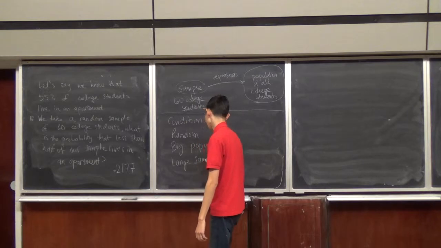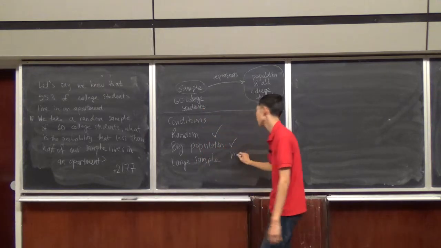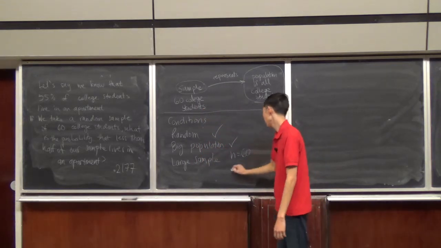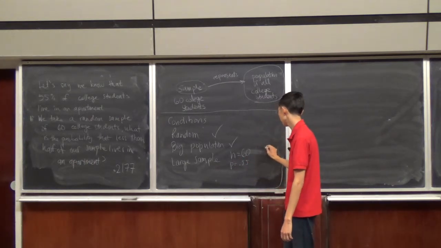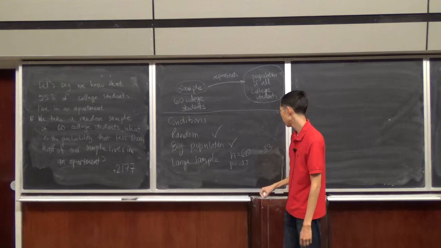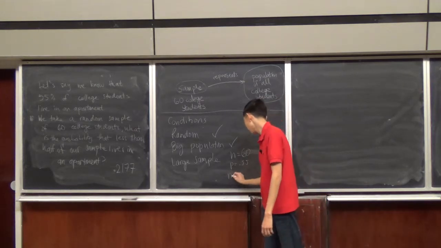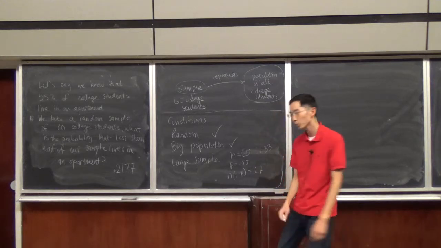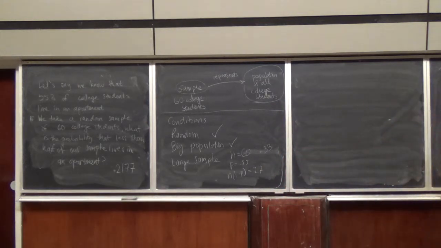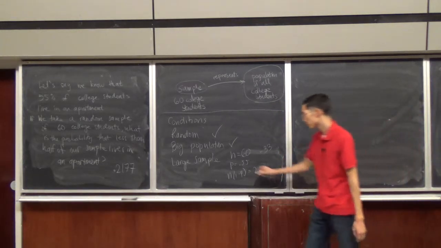Yes. Okay, so our n is equal to 60, and p is 0.55. So 60 times 0.55 is equal to 33, is that right? Mm-hmm. And then n times 1 minus p is equal to 27. Both of those numbers are bigger than 10. So our three conditions are met.